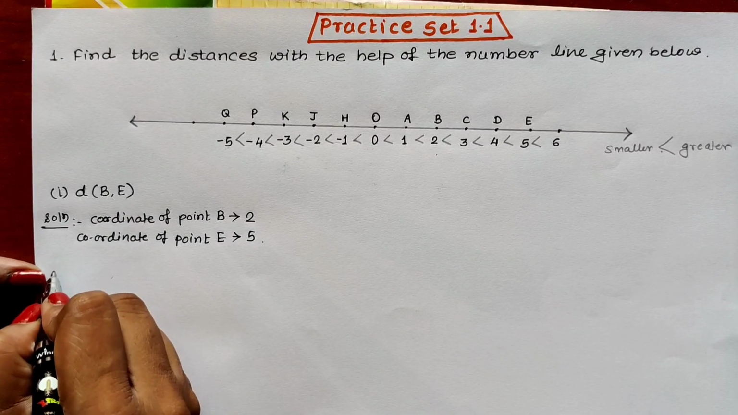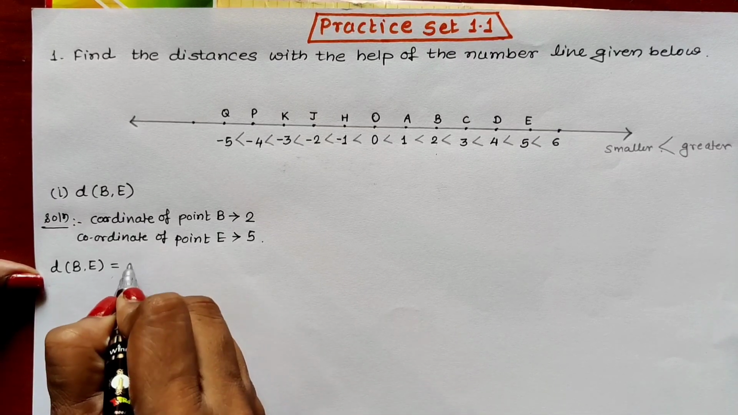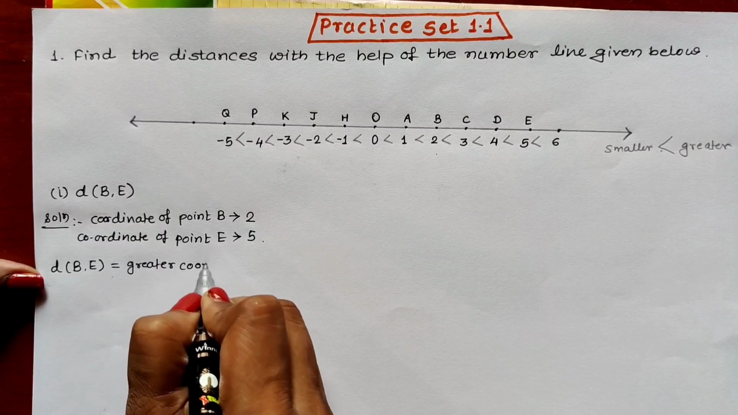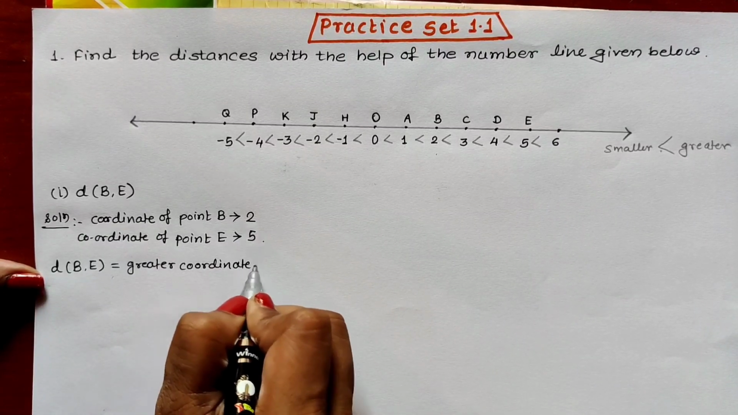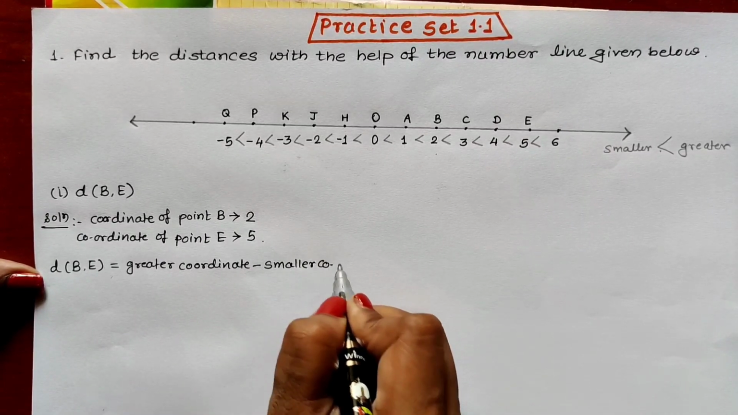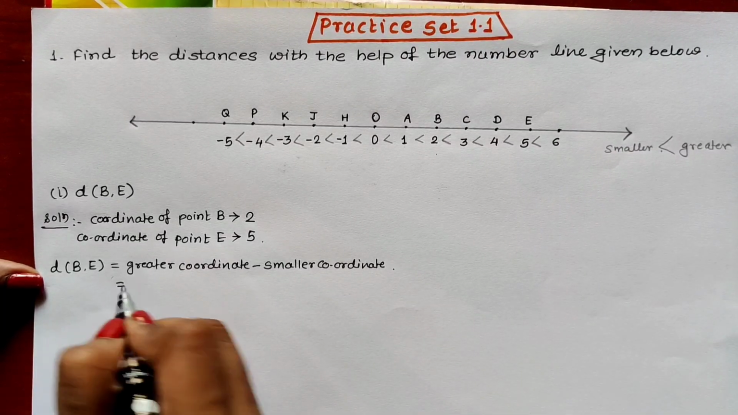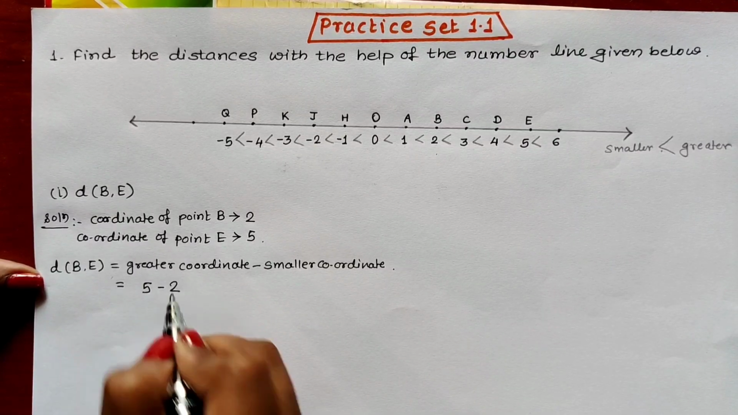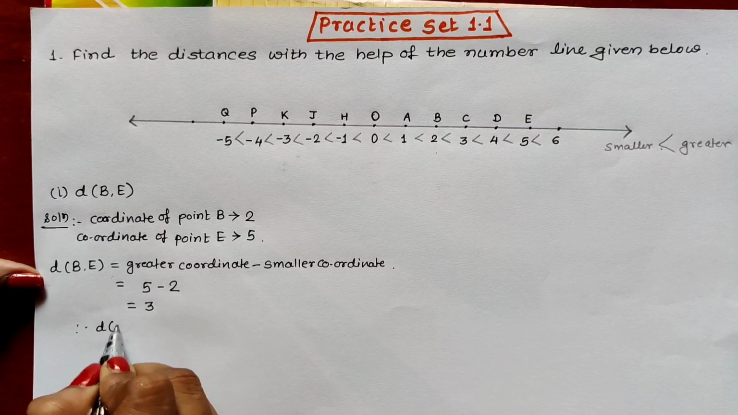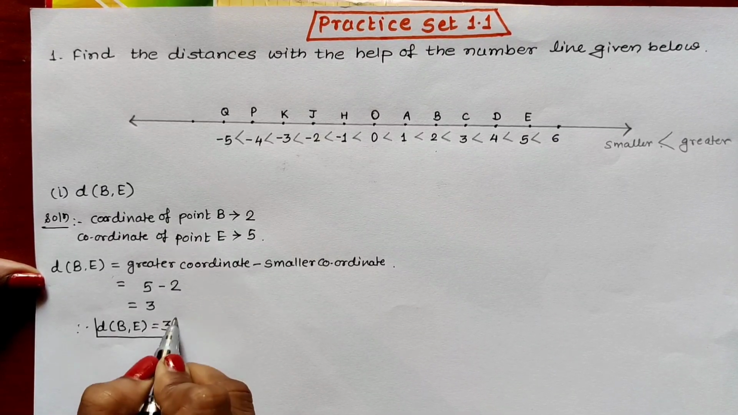So distance BE, distance between 2 points, what we do? We subtract greater coordinate minus smaller coordinate. In this way we will have to do. So greater coordinate is 5 and smaller coordinate is 2. 5 minus 2, answer is 3. So distance BE is equal to 3. In this way we can write the answer.